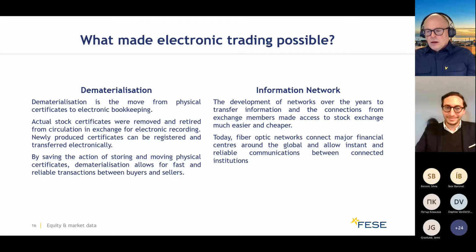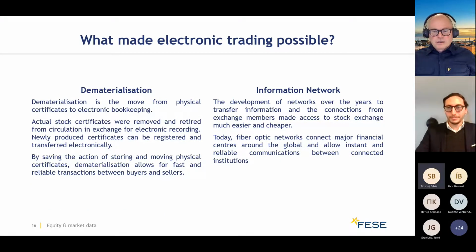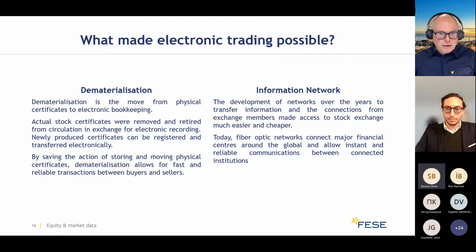Perfect. Okay, so this is circling back to the beginning in some way. What made the market look like it looks today? Here we have a few words: dematerialization and information network. I just wanted to start historically. If you traded shares 40, 50 years ago, then as a buyer, you would get share certificates on paper, and you had to give money in hand. If you bought, you had to pay the seller. So very physical.